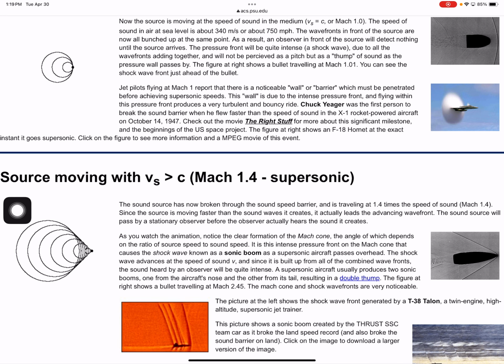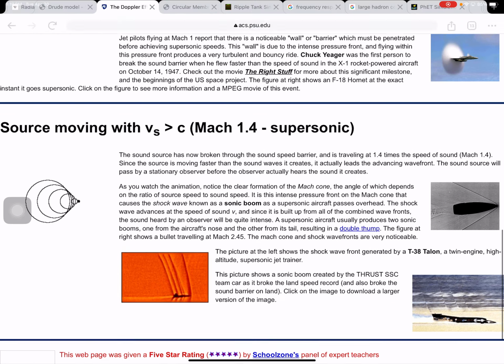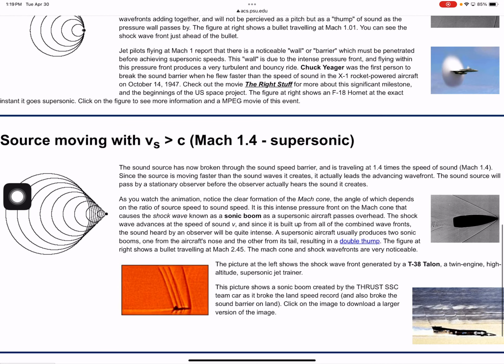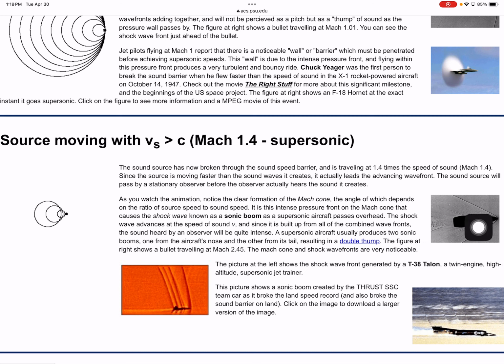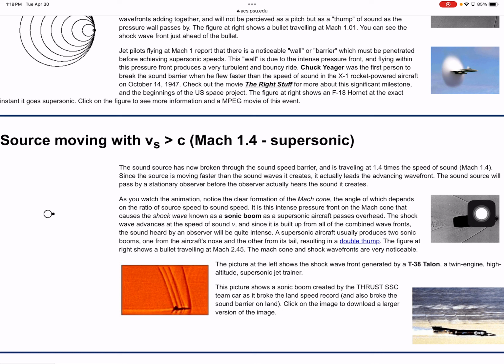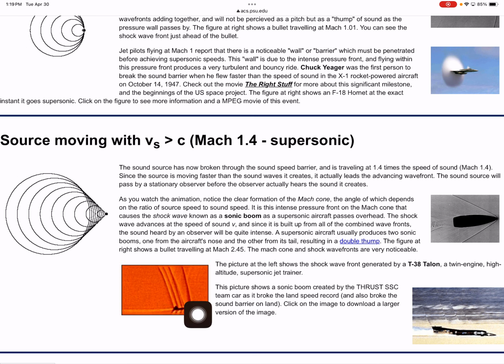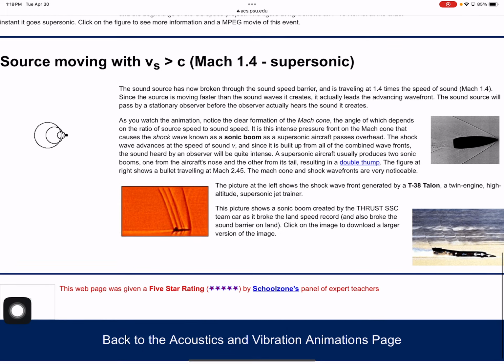So here are various examples. So you can see that. So here's a bullet flying. I guess this is through air. There's a shock wave. I don't know if that's through fluid. Here's a jet plane, and there's a shock wave.